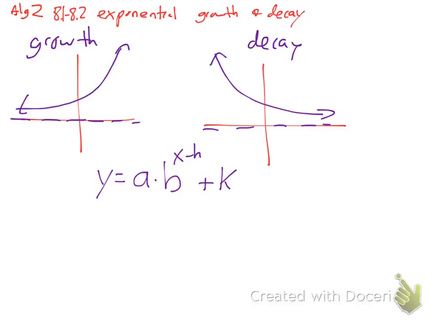Algebra 2, this is 8.1 and 8.2 rolled into one. This is exponential growth and decay, and what we're going to do is graph them. And so we have a growth graph and a decay graph for exponential equation. The exponential equation here is in the middle below the graphs.